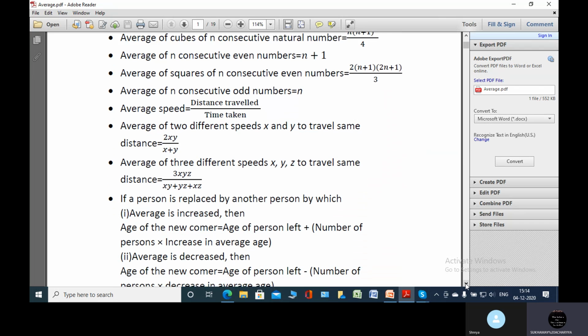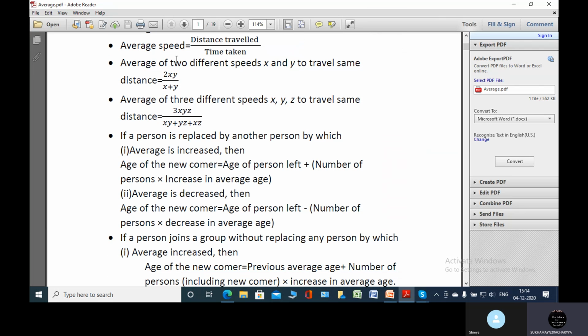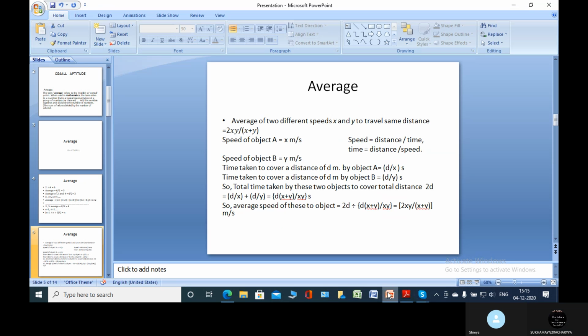After that, in the time, distance and speed relationship, how is average calculated? Average speed is equal to distance traveled divided by time taken. We all know that average speed is equal to total distance traveled by total time taken. The average of two different speeds x and y to travel the same distance is equal to 2xy by x plus y. The average of three different speeds x, y, z to travel the same distance is equal to 3xyz by xy plus yz plus xz. Now we are checking how this formula comes.